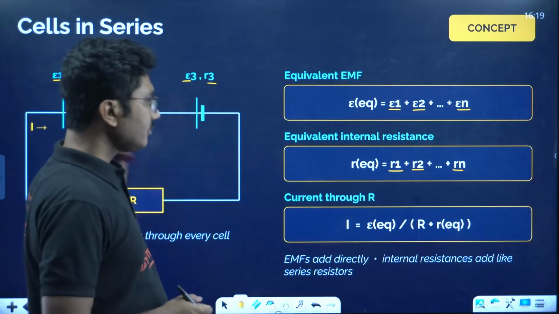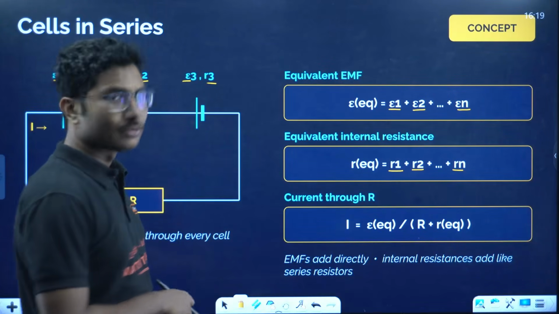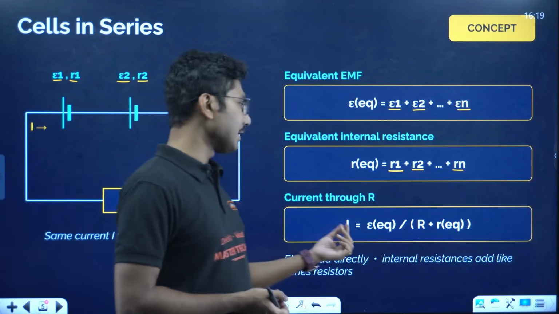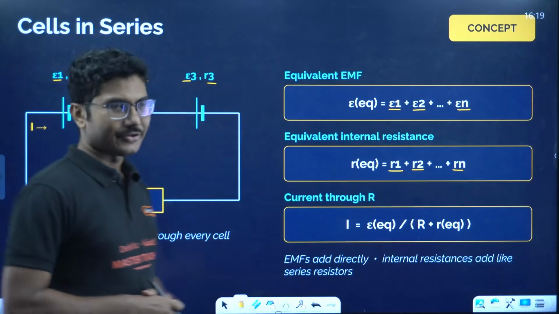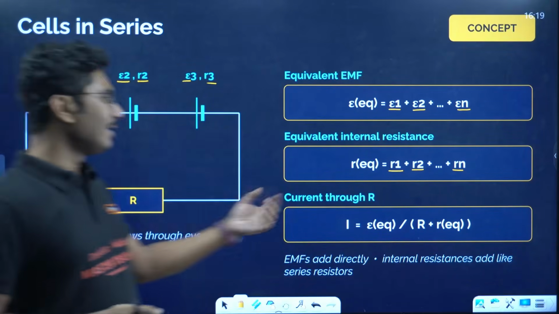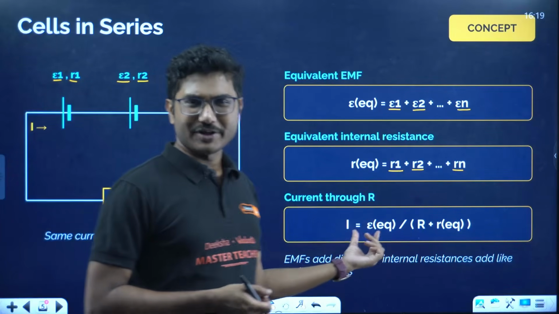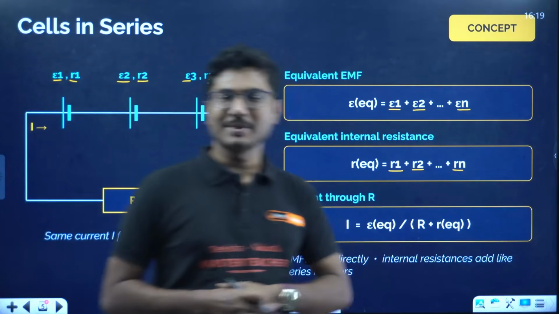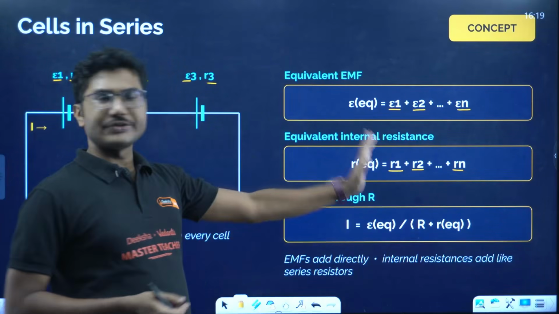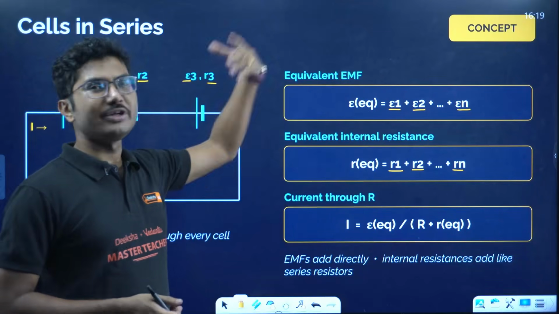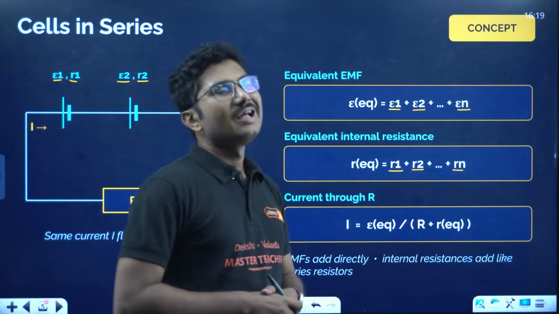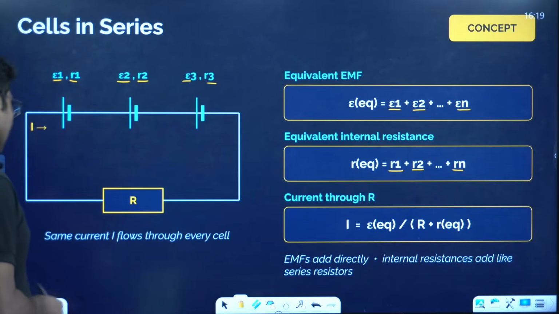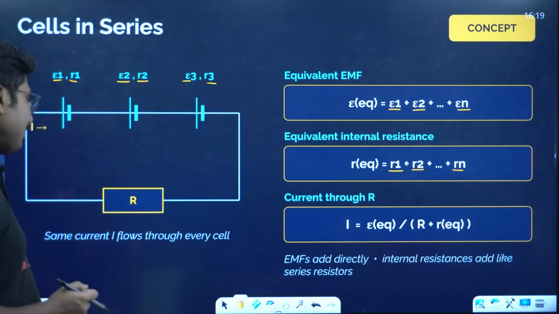Okay, now what is the current through the circuit? Current through the circuit is epsilon equivalent divided by R plus r equivalent. Same formula, only the epsilon is replaced by epsilon equivalent and small r is replaced by small r equivalent, right? So this is the basic concept. If you want to increase the EMF, the only way is connecting the cells in series.